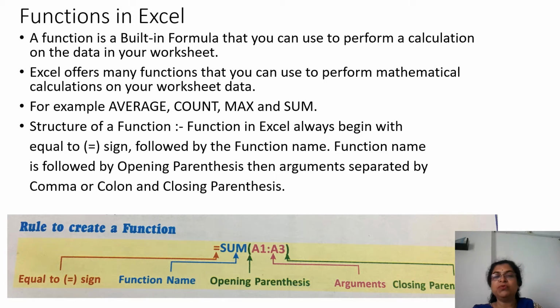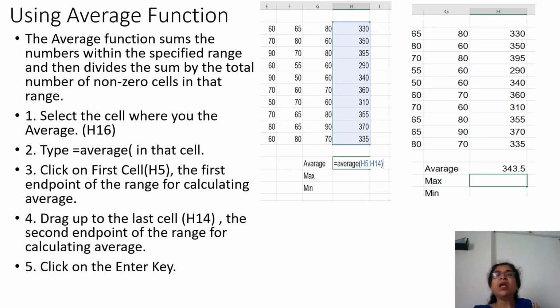First you have to give the equal to sign, then the actual function name. Here it is sum. Then the opening parenthesis and the argument after that, meaning the actual cell range you have to specify, and then the close parenthesis. So after giving the function, if you press the enter key, you will get the result of this.